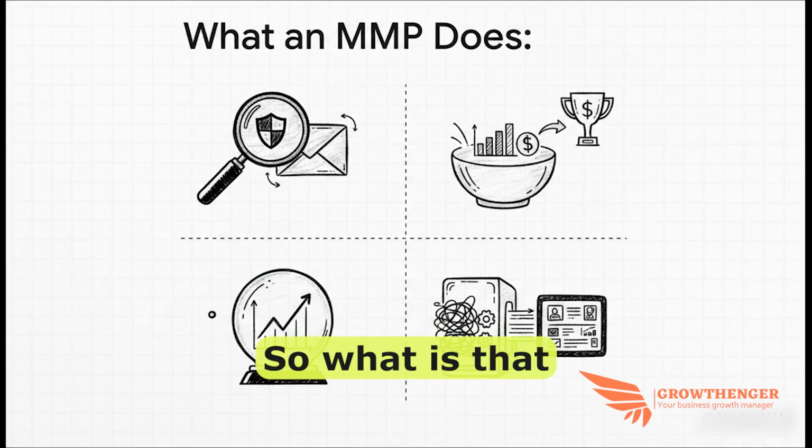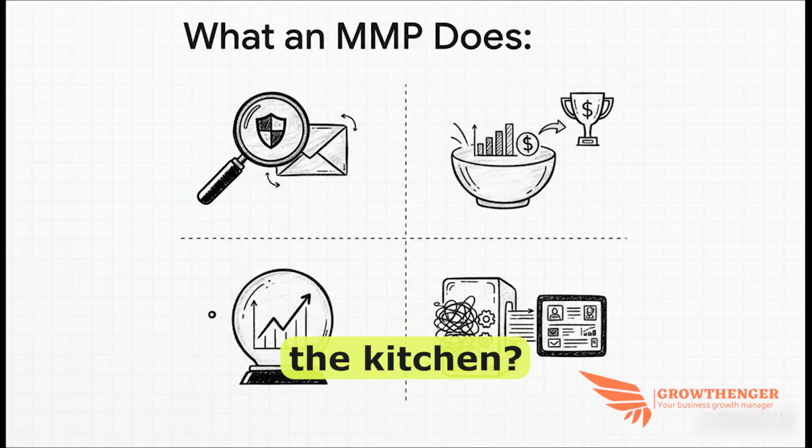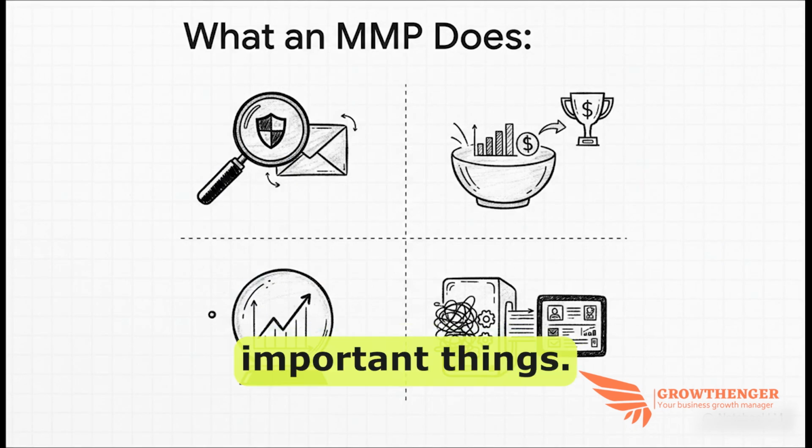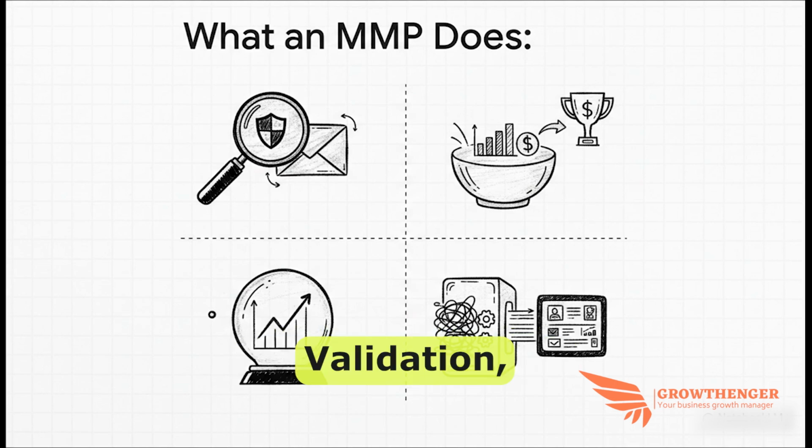So what is that MMP chef actually doing in the kitchen? 4 really important things. First, they handle data validation, making sure every single postback is cryptographically signed by Apple, which is your best defense against fraud. Second, they enrich the data, blending it with your ad costs so you can see your true ROI. Third, they use incredible predictive analytics to look at those early signals and forecast long-term user value, which helps you get around those annoying data delays. And finally, they just make it all simpler with easy-to-use dashboards and tools.